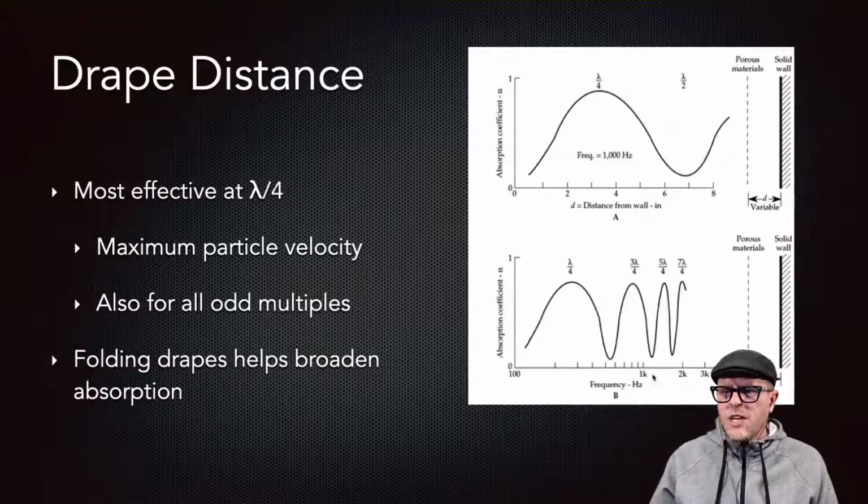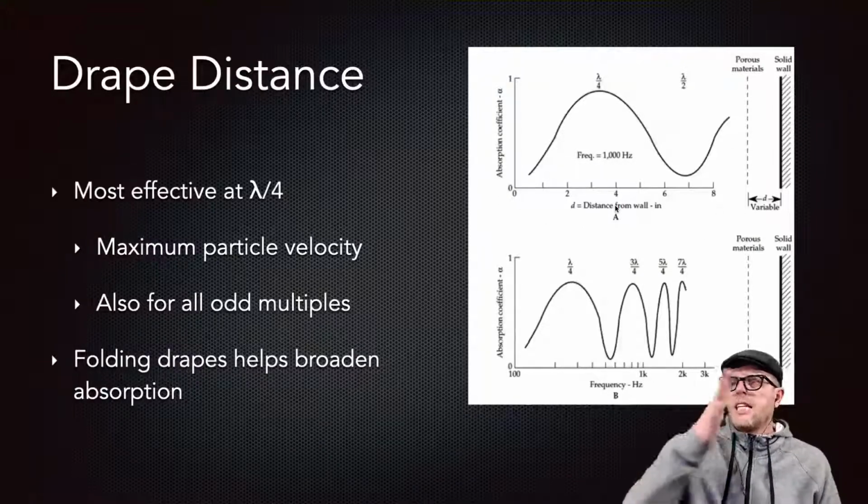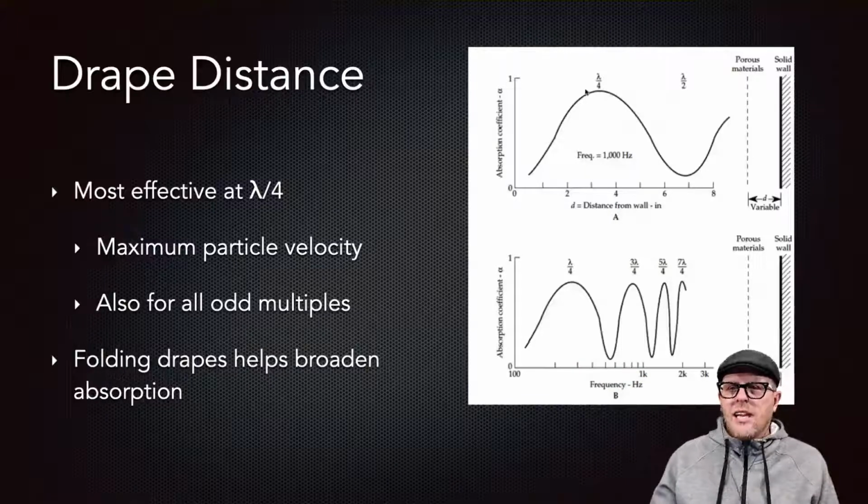And now in this one, what we're looking at is adjusting the distance from the wall and keeping our frequency fixed. And in this one here, we're looking at it as a function of frequency, and we're going to look at the distance from the wall, and we can see that at a 1/4 wavelength, it's very absorbent. At half wavelength, it's not very absorbent. At 3/4, it's very absorbent. Absorbent, not absorbent. Kind of like comb filtering, right? We can see that these are essentially odd harmonics.